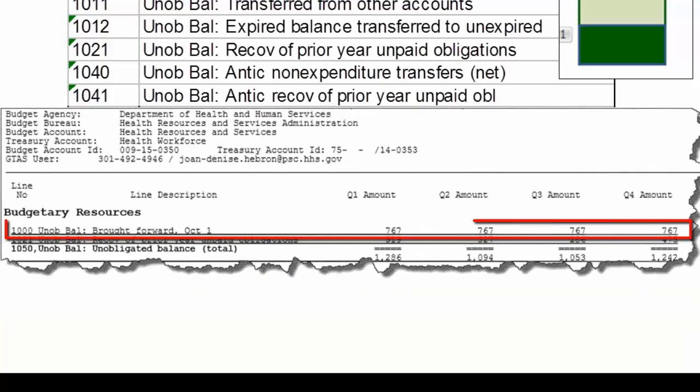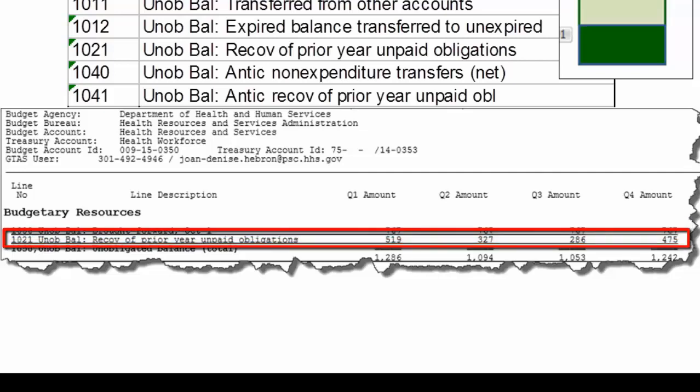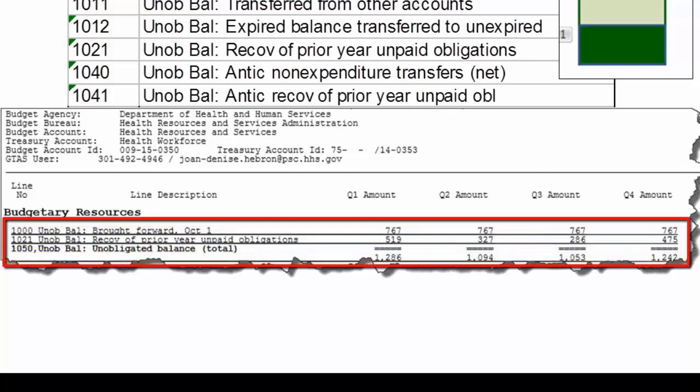In this sample of an expired account, we can see that $767,000 was brought forward on line 1000, and $475,000 was recovered on line 1021 during the year. While these funds cannot be apportioned and used for new obligations, they are available for upward adjustments.